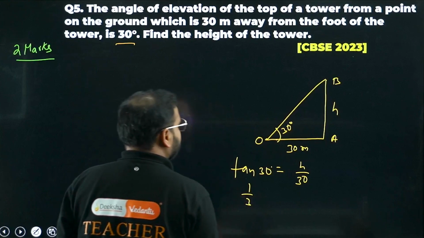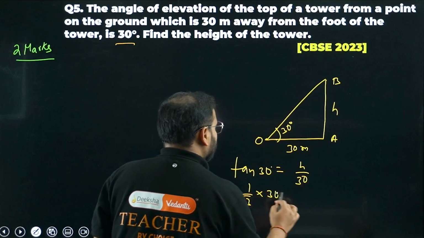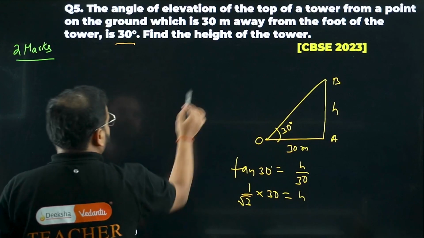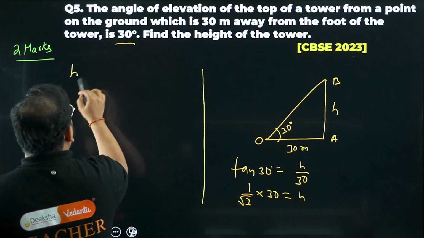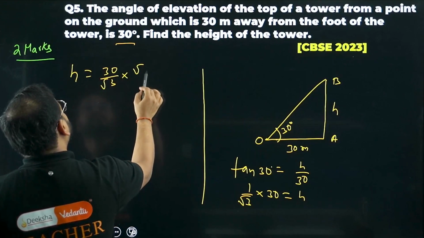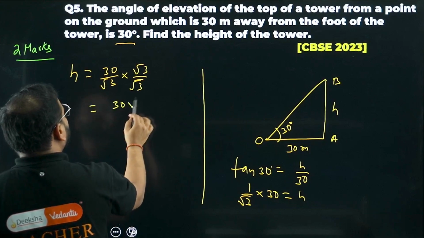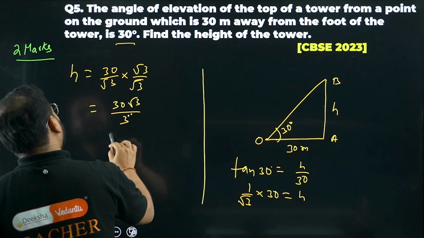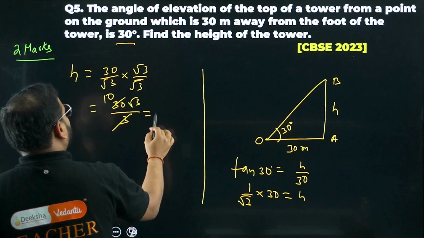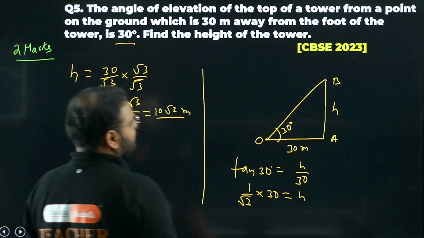What is tan 30? 1 by root 3. So root 3 times h equals 30. Now right here, I have to rationalize this. What am I getting? 30 by root 3. Rationalize, multiplying by root 3 by root 3. I get 30 root 3 by 3. Cancel this, 10 root 3 meters. This is the height of the tower.